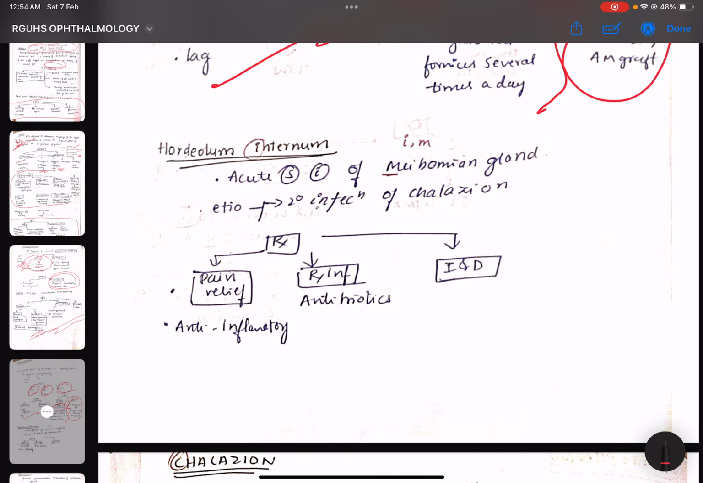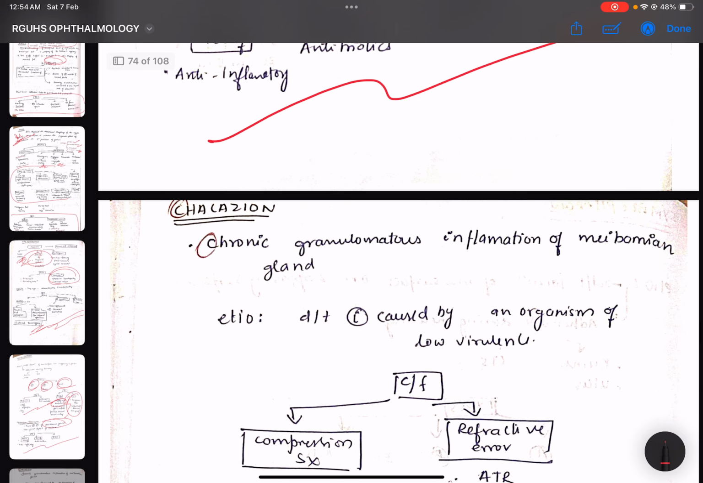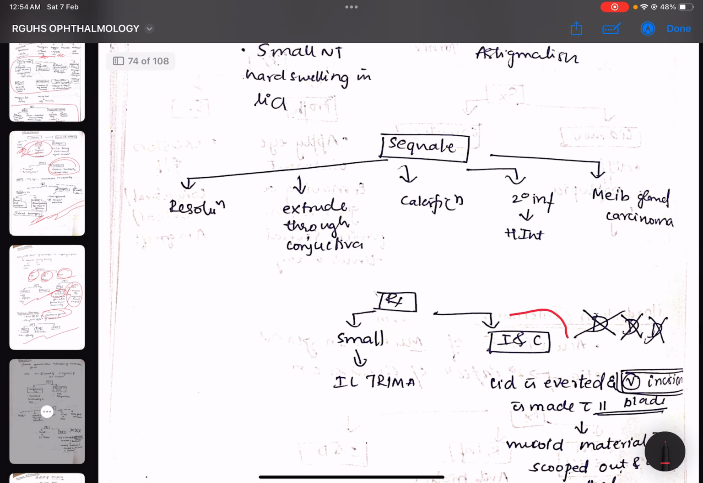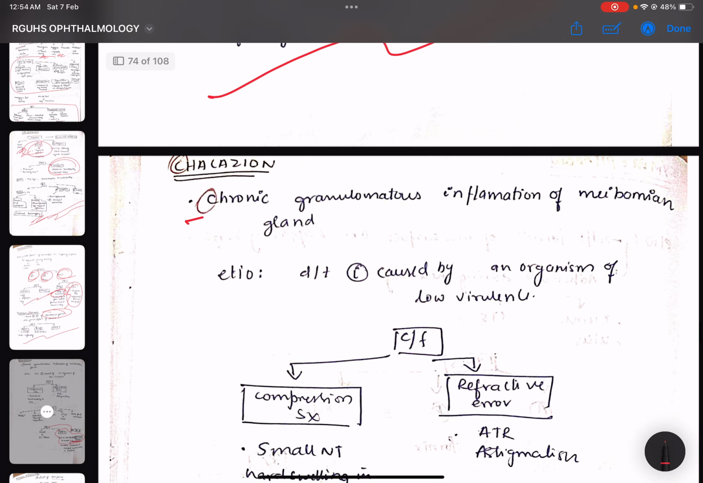Hordeolum internum, that is inside, is due to acute suppurative inflammation of the meibomian glands. Okay, then obviously it's the same thing. But one important thing in chalazion which is different is incision and curettage with a Lemon blade. It's a chronic granulomatous inflammation of the meibomian gland.